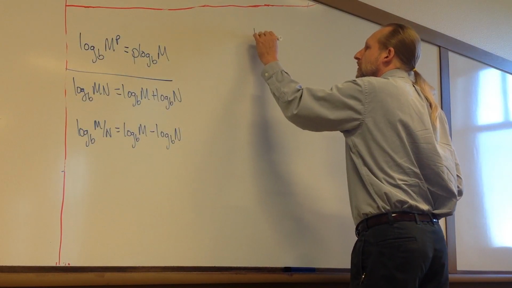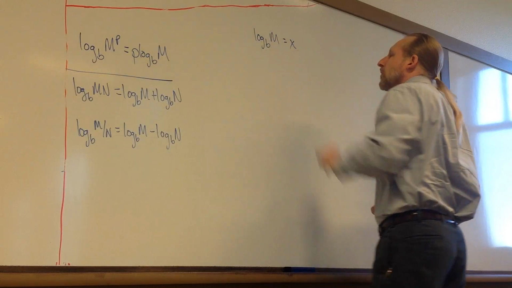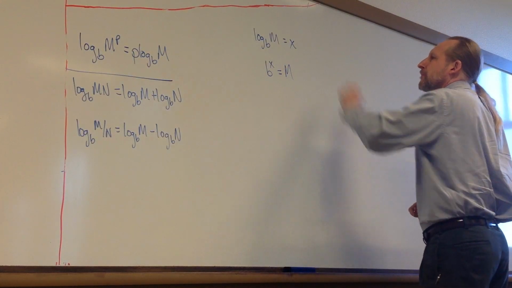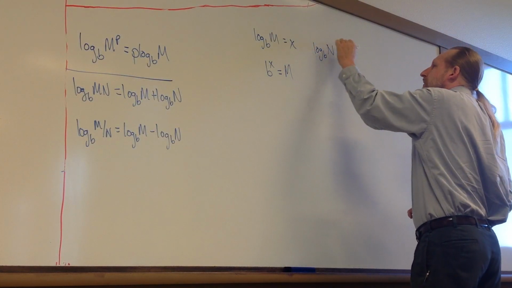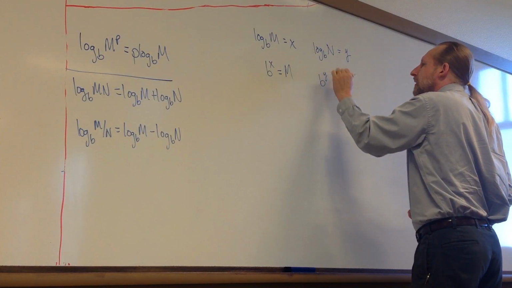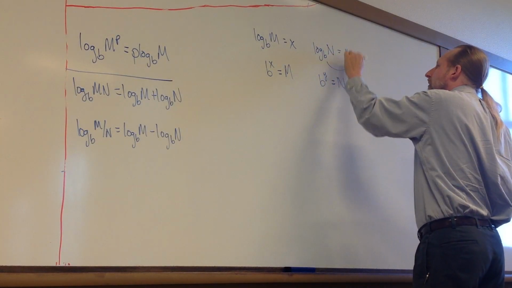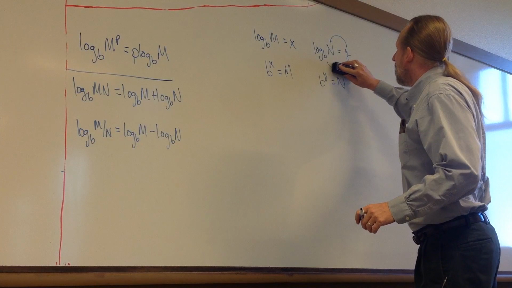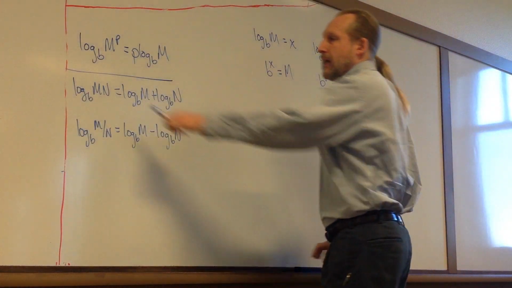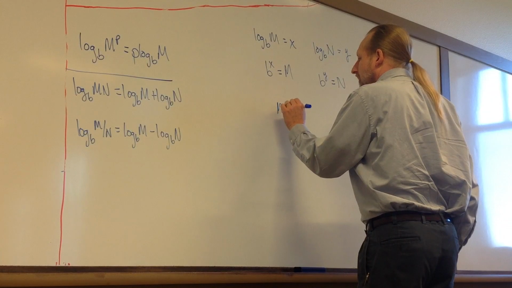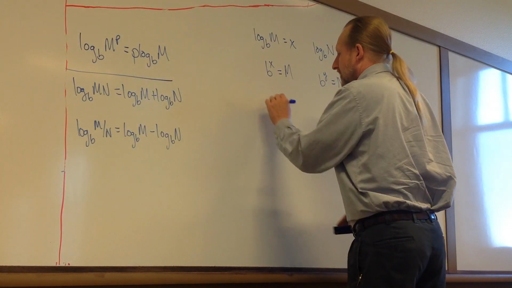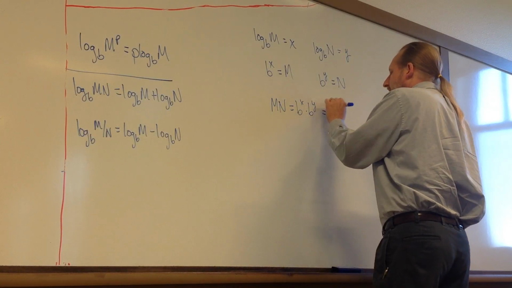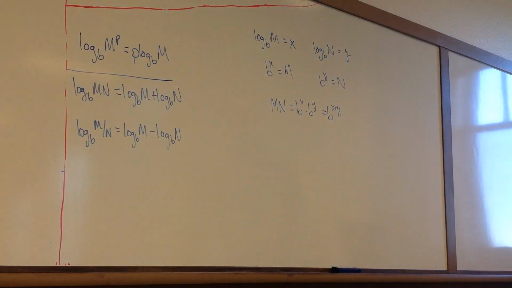So let's say we've got log to the base b of m. We'll call that some number x. And so then b to the x is equal to m. Then we'll say log to the base b of n is some number y. So then b to the y power should be equal to n. Now, we're interested in m times n. M times n is b to the x times b to the y. And here's where we add the exponents. That makes b to the x plus y.